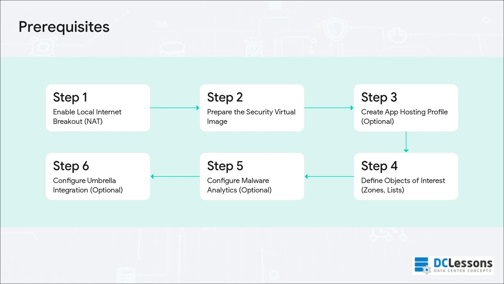You start with the basics in step 1, which is just enabling that local breakout using what's called Network Address Translation, or NAT. Step 2 is getting the security software itself ready. Step 3 is optional, but it's where you can dedicate resources for the best performance. Step 4 is defining your rules, the who, what, and where of your security policy. And then the last 2 steps are also optional but highly recommended. Ways to level up your security by plugging into things like advanced malware analysis and cloud security.